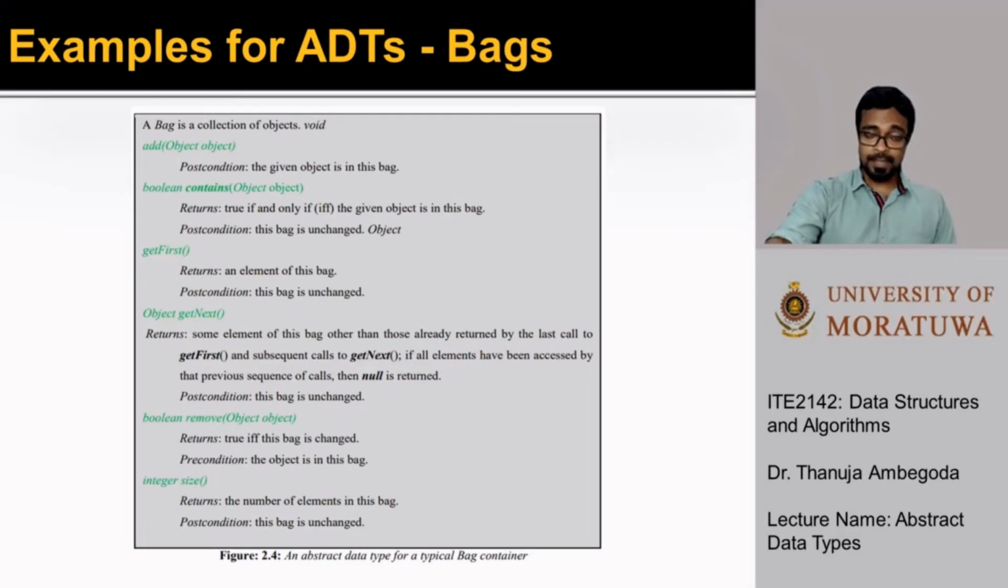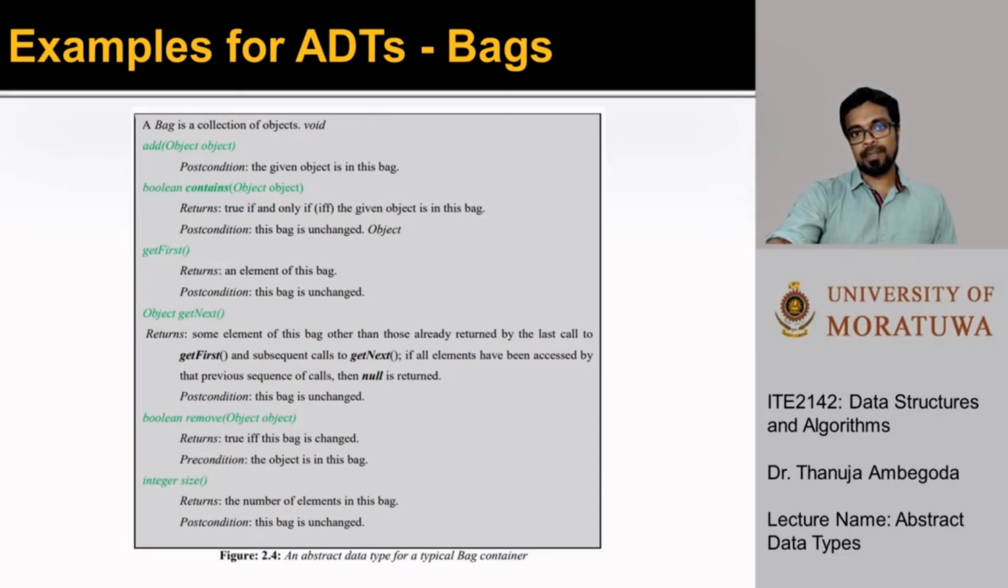The add object method: once you add an object, the post condition is that the given object, which is passed as an argument, is in the bag. You have this Boolean. Boolean is the type that's being returned. Right. So contains object. When you call that operation, it returns true if and only if the given object is in the bag. The post condition is that the bag is actually not changed. It's the same bag, right? Because we are just doing a check.